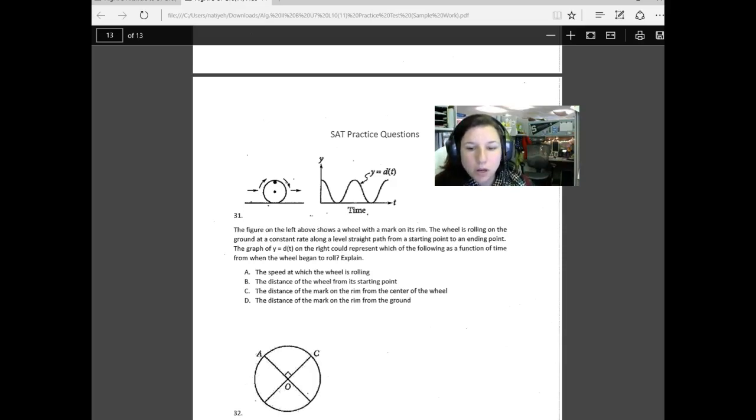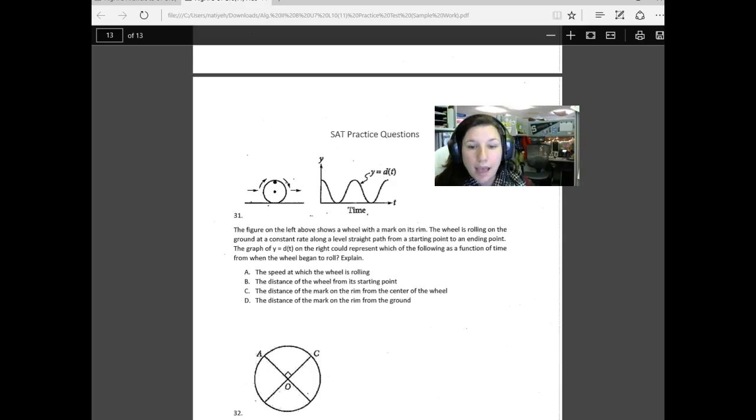The distance of the mark on the rim from the center of the wheel, that is going to stay, again, constant all the way around. The radius of the circle stays the same all the way out. So the distance from the center of the wheel to the mark on the rim is always going to stay the same. So that leaves us with the distance of the mark on the rim from the ground.